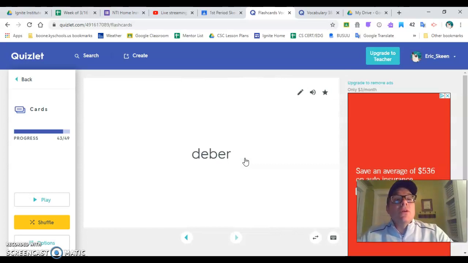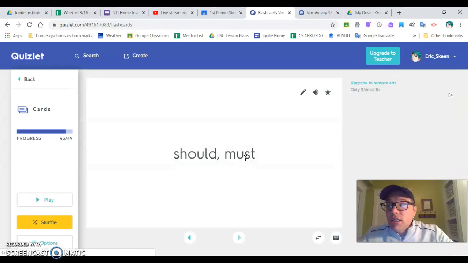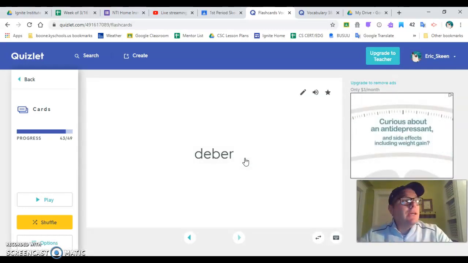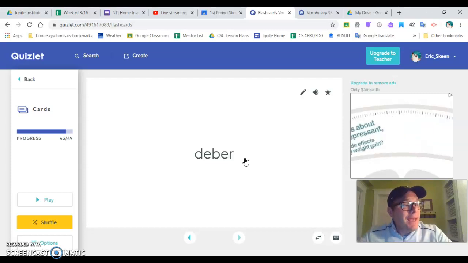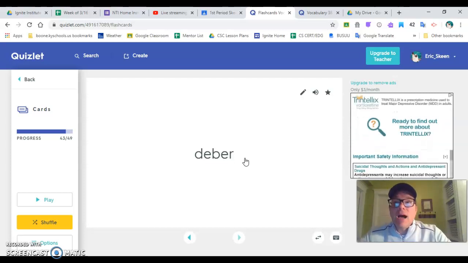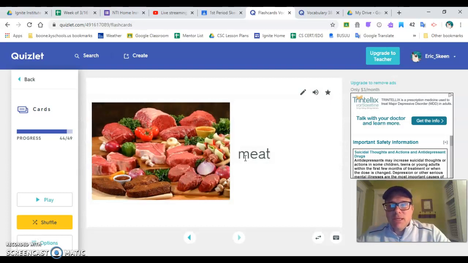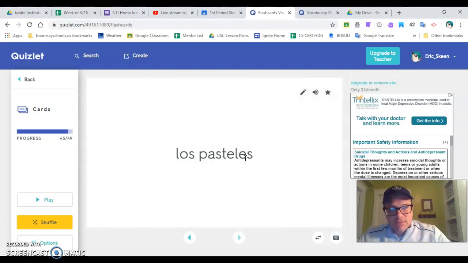Deber. Can mean one of two things. It can be should, or it can mean must. Deber. Debe beber agua. You must drink water. Okay? La carne. Think of, in this case, carnivores. Think of just in general meat. And there's a whole lot of meat right there.